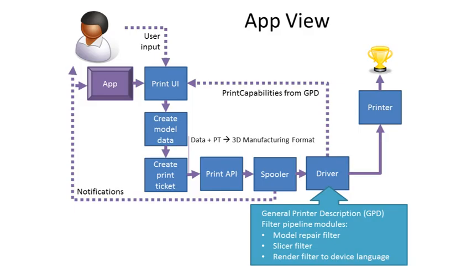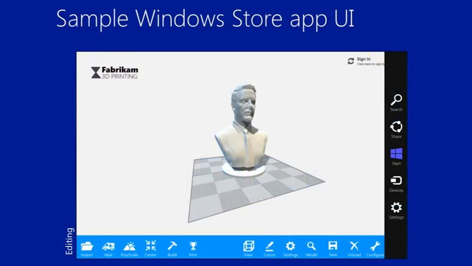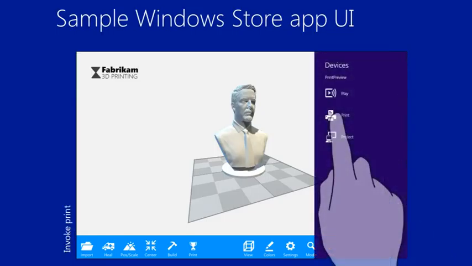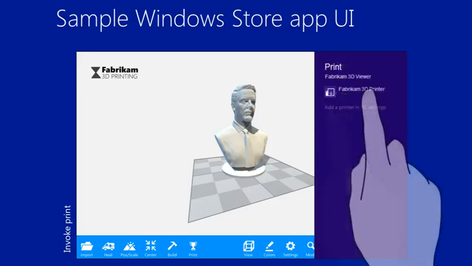So let's take a look at a Windows Store sample app, just so you get an idea of how the whole end-to-end works. So here I am in a sample Windows Store app looking at a model of a statue. I swipe to the right and I bring up the charm. I click Devices. I click Print. And now I see 3D printers that are attached to my computer. In this case, it's the Fabricam 3D printer. I select that one, and now I see a print UI.